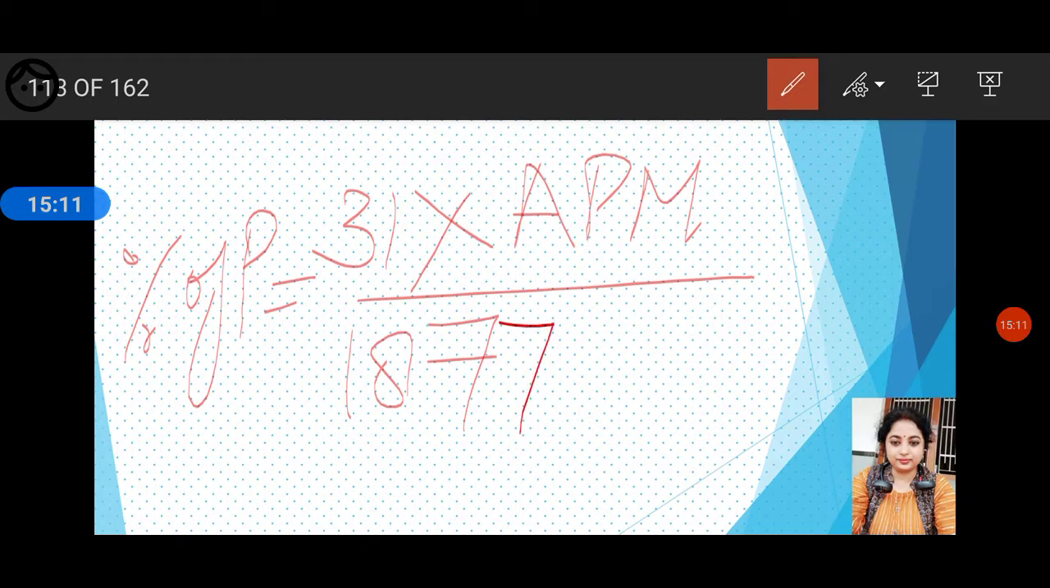1877 into mass of organic compound, and for percentage multiply by 100. By this, we can estimate the presence of phosphorus. This much is sufficient, you need not know the second method. If you are curious, I'll tell you about it.